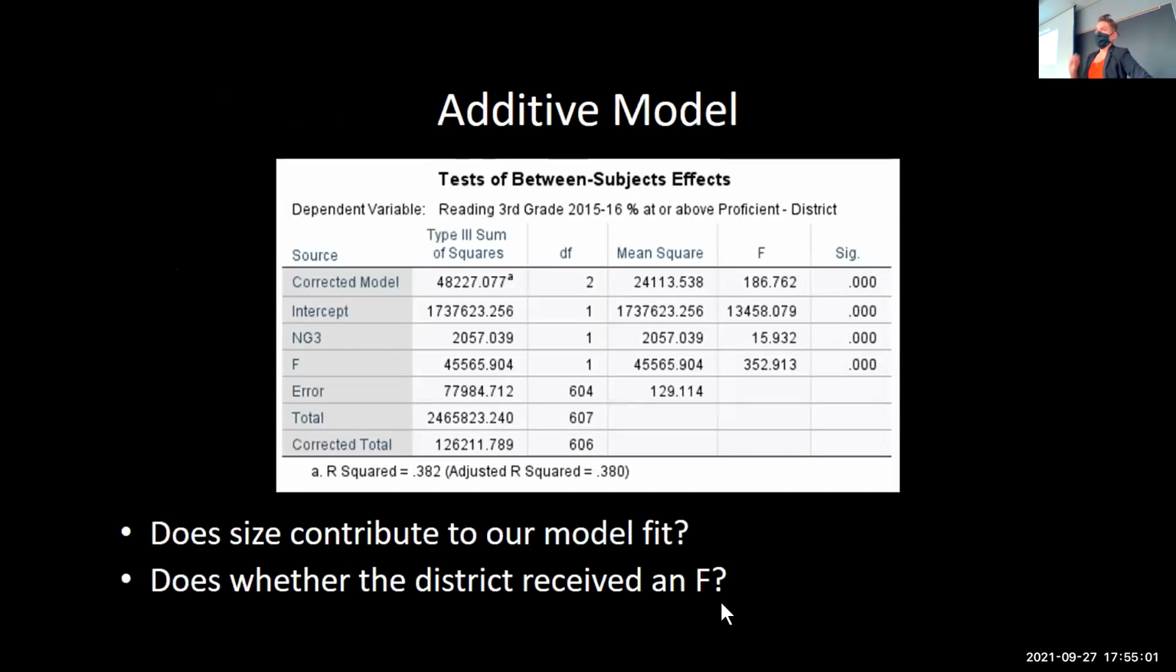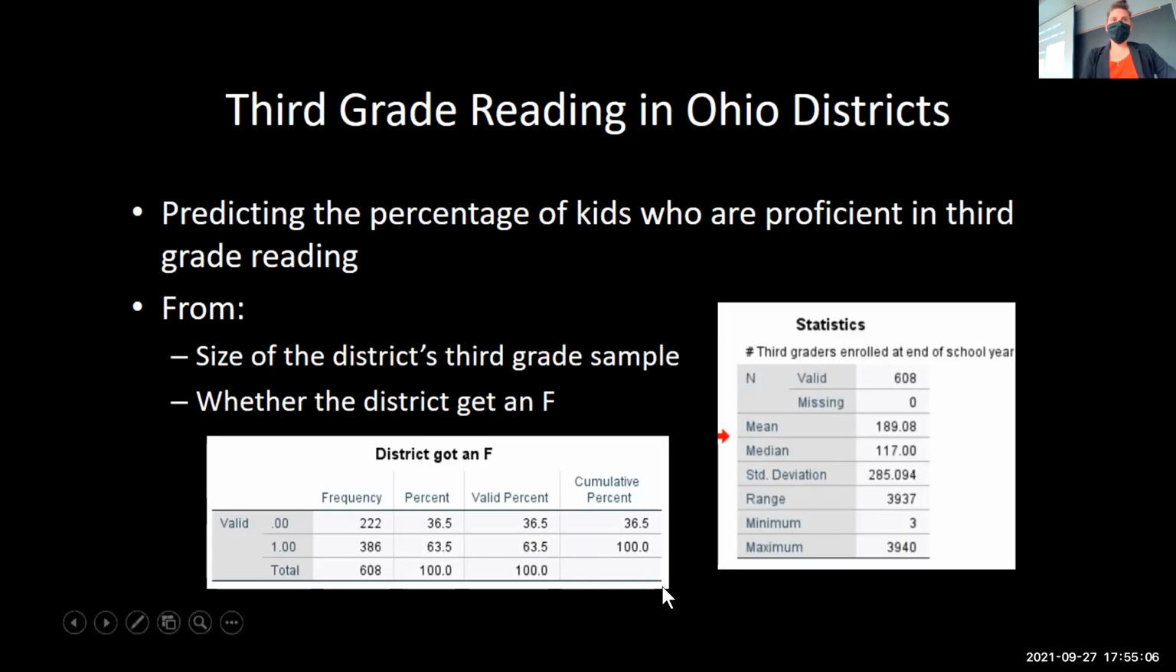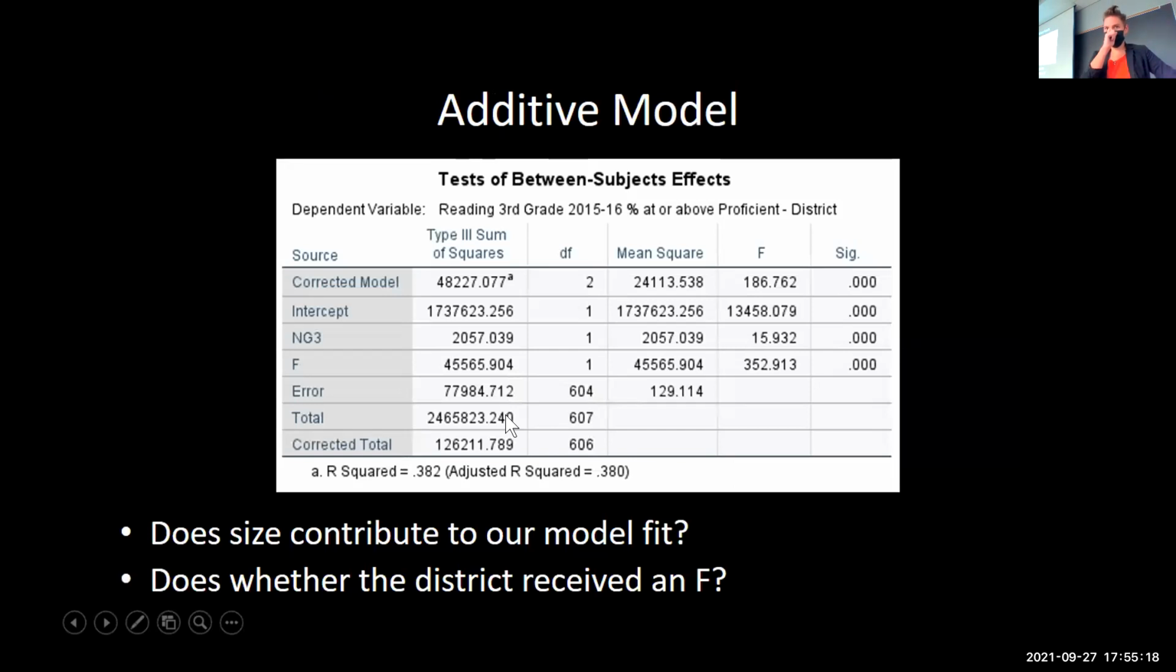So here is the output of our additive model. The additive model is just asking: does size of the district, and whether the district gets an F, predict third grade reading proficiency percentages? So here's our sums of squared error table with our between subjects effects. Our dependent variable here, again, is the percentage at or above proficient. Oh, it looks like this is the 15-16 school year, not 14-15. Still the same applies.